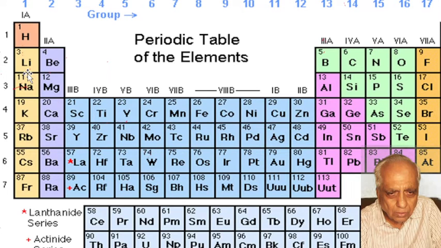Okay, but he could do this only for certain elements, a few elements, not for all. And at that point of time all were not known also. So he could not put his law on a firm footing. But it gave some hint that yes, properties do resemble after intervals.